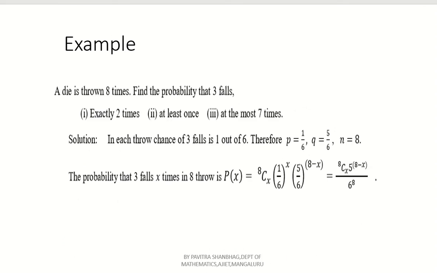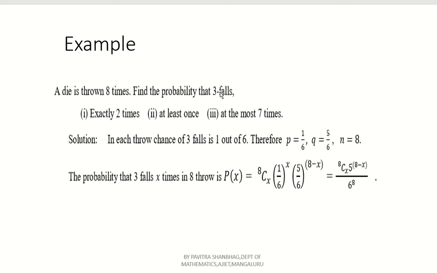Okay. Now, next move to the next example. See here, a die is thrown 8 times. Find the probability that 3 falls: first, exactly 2 times, second, at least once, and third, at most 7 times. Here, in each throw, the chance of 3 falling, they are asking, is 1 out of how many? 6. See here, the die is thrown 8 times, so n equal to 8 is given. Clearly we can observe here. Next, find the probability that 3 falls. That means in a die there are 6 faces, right? Out of 6 faces, find the probability that 3 falls.